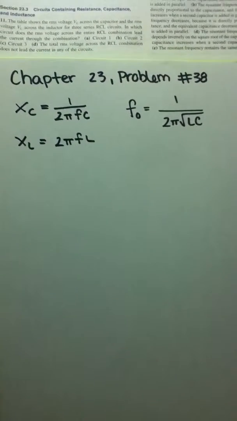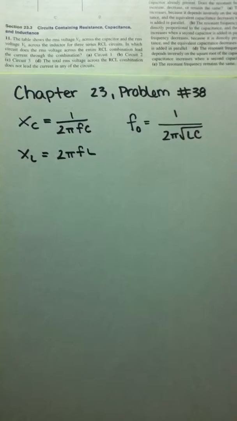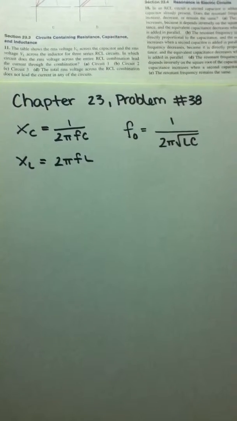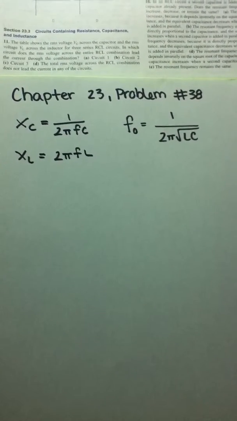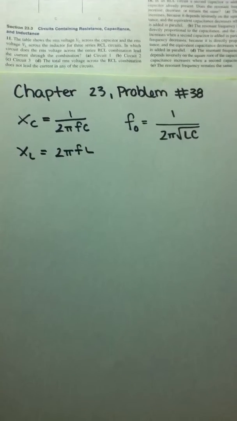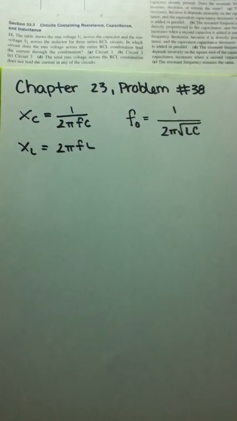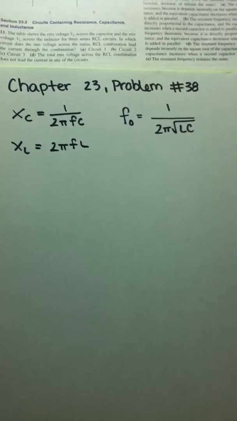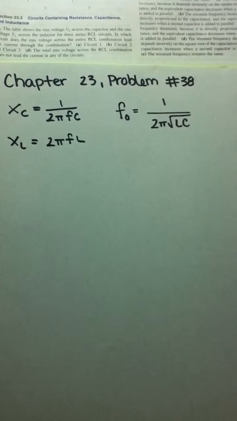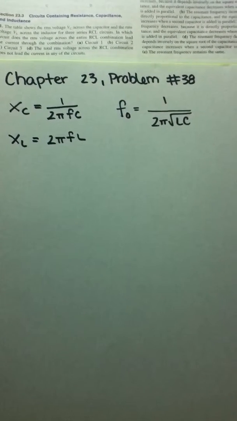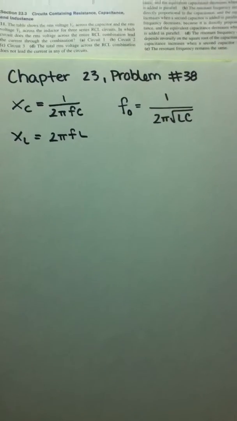Chapter 23, Problem 38. In a series RLC circuit, the generator is set to a frequency that is not the resonant frequency. This non-resonant frequency is such that the ratio of the inductive reactance to the capacitive reactance of the circuit is observed to be 5.64. The resonant frequency is 210 Hz. What is the frequency of the generator?